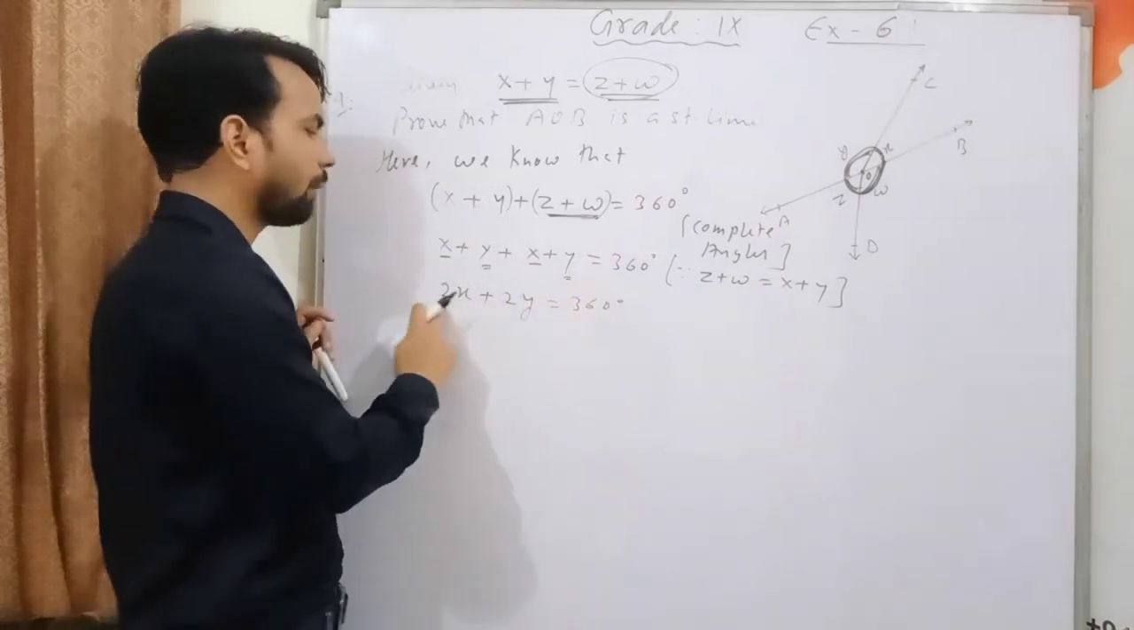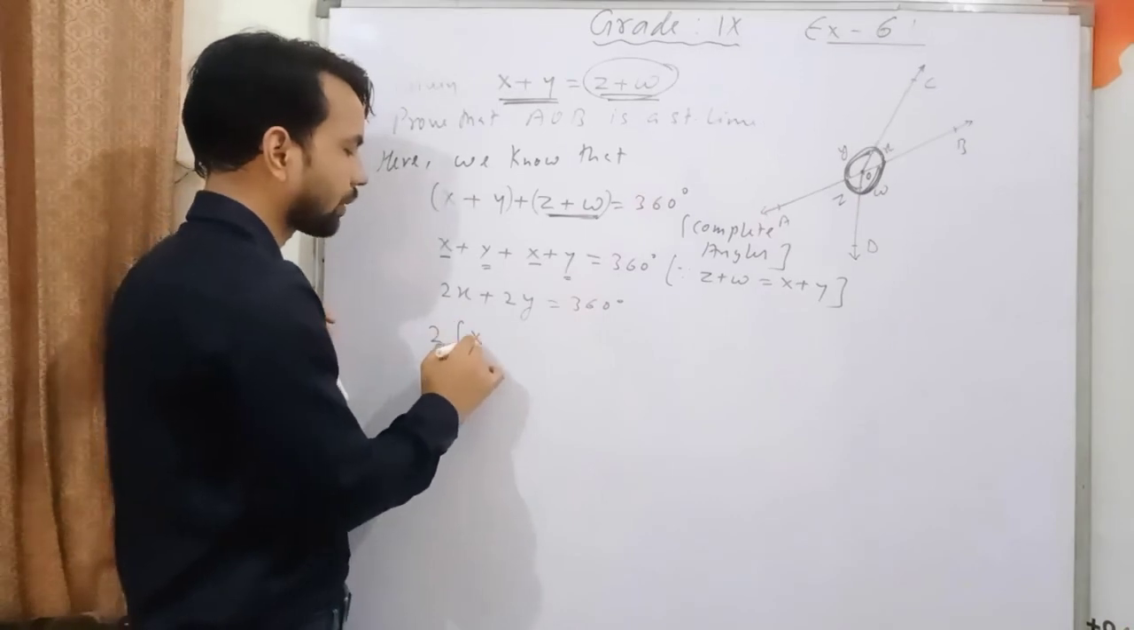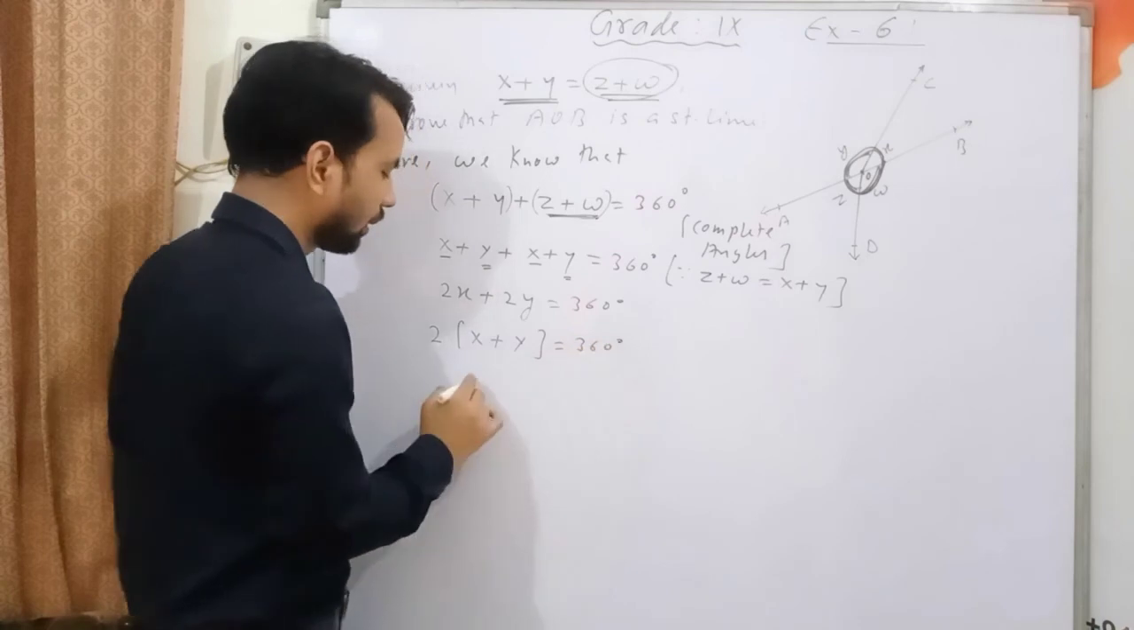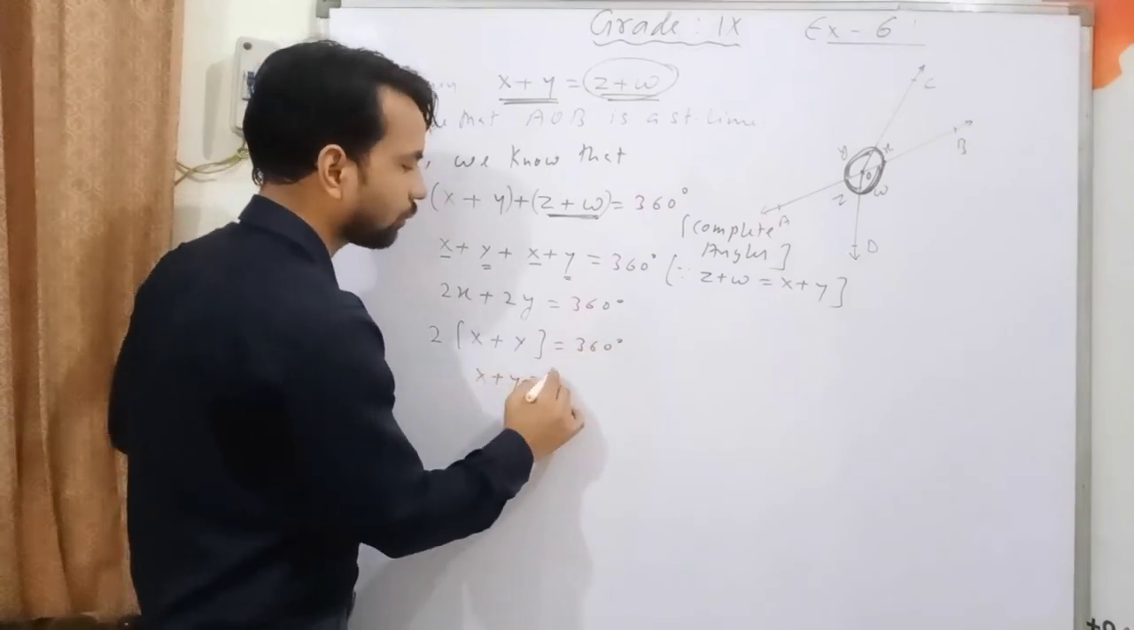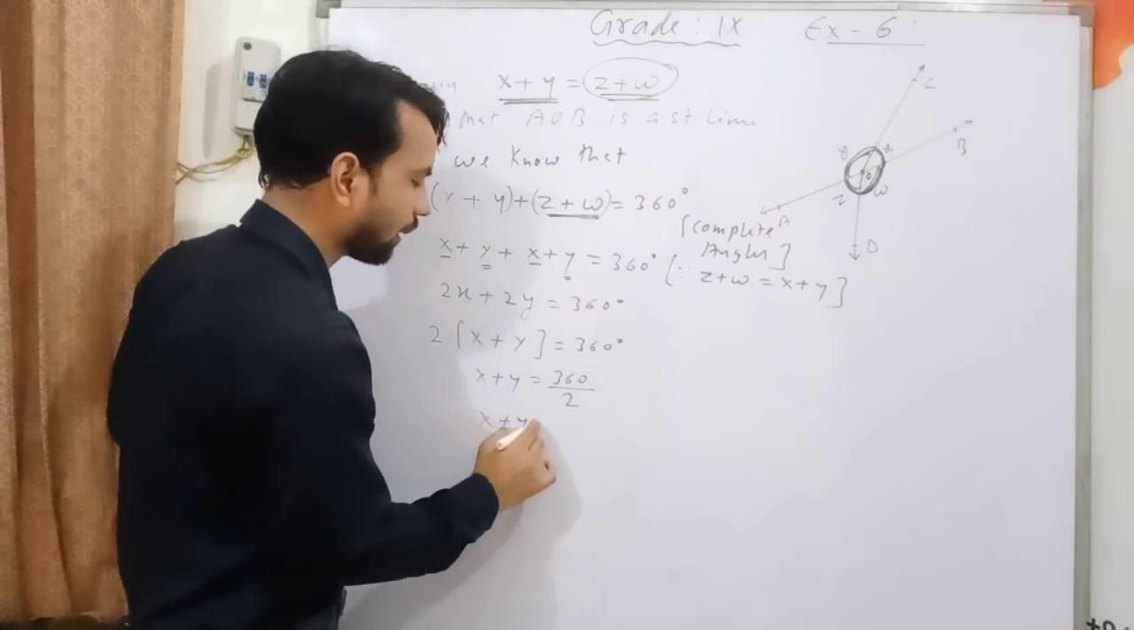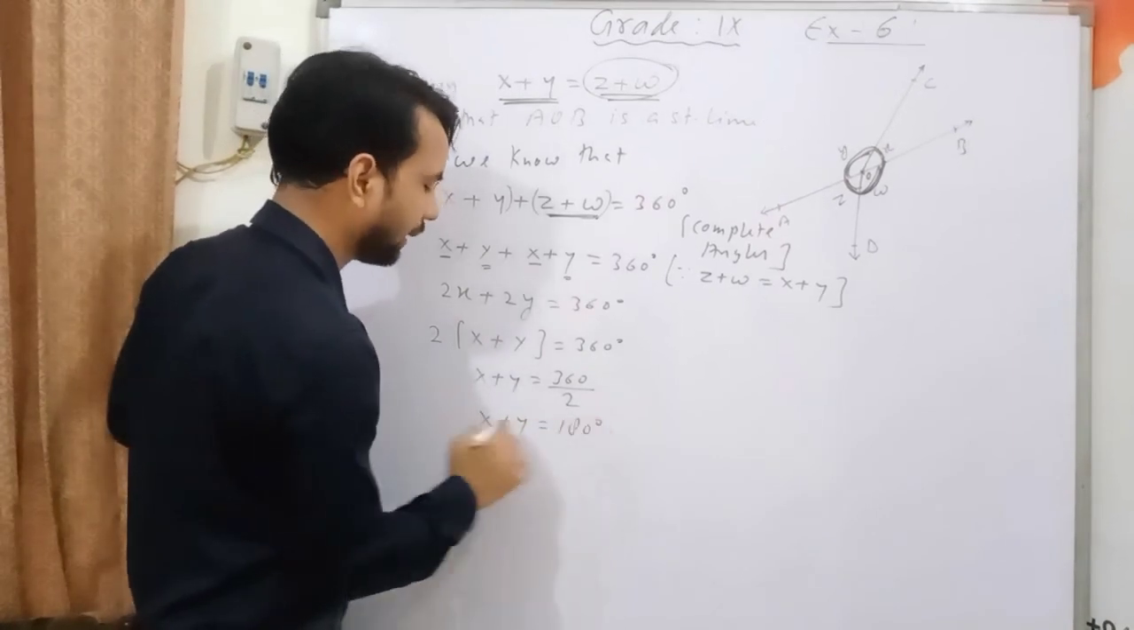Now see, 2 is common. So I am taking 2 common. 2 times x plus y equal to 360 degree. Now x plus y equal to 360 upon 2. Now x plus y equals to 180 degree.